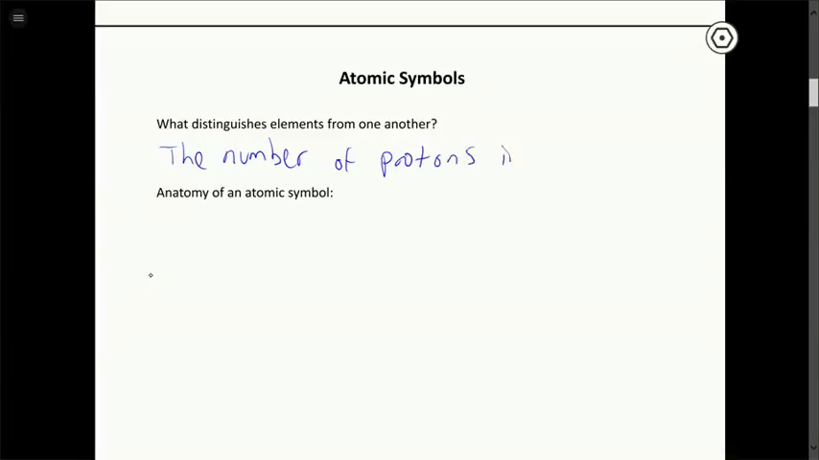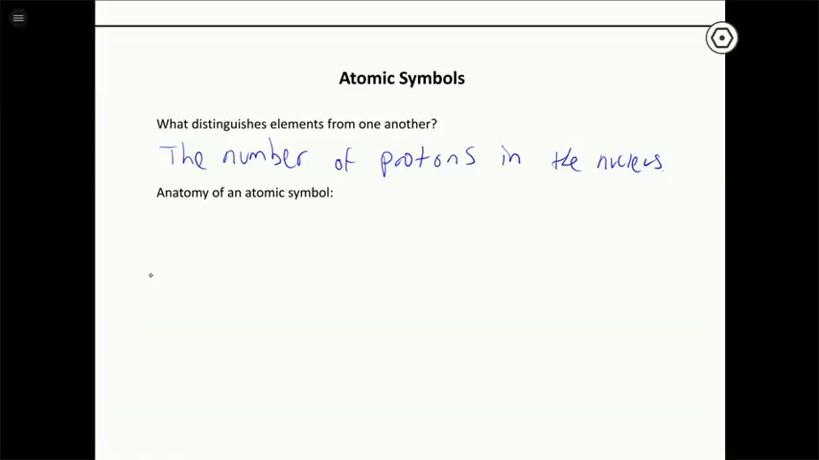So even though we can have slight differences in other regards for atoms of a given element, the protons in the nucleus have to be the same. So if you have an element of carbon, we'll learn that that has 6 protons in the nucleus. And every single carbon atom in the world will have 6 protons, no exception.